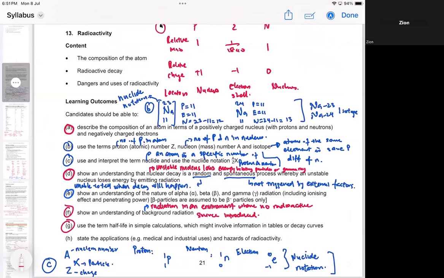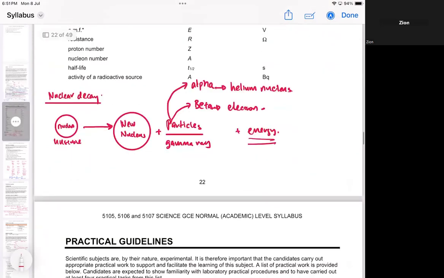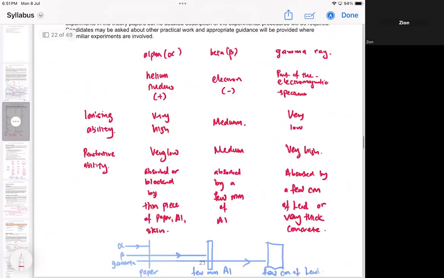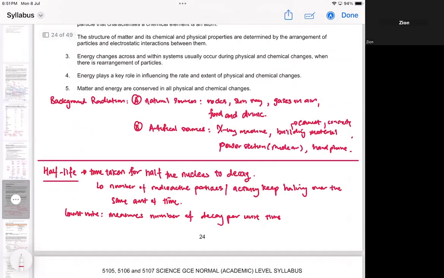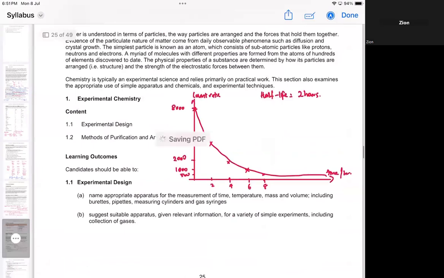The thing that's really new, I would say, is the nuclide notation. I think okay. Nuclear decay, all right. Alpha, beta, gamma, okay. Background and half-life, definition, idea, and types. Half-life calculation, I think the half-life calculations are quite okay.